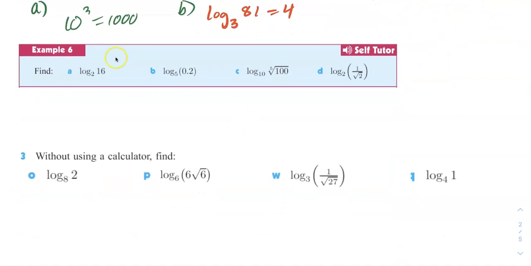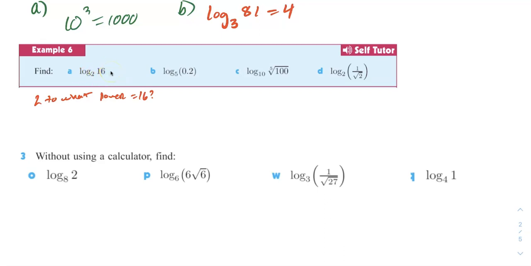Now let's solve the log. There's a couple ways to evaluate these logs. One way is to go, okay, 2 to what power equals 16. That's always way 1. 2 to what power equals 16. If you answer the question, you have the answer. In this case, that would be 4. 2 to the 4th equals 16.